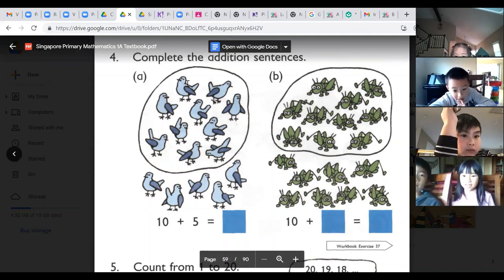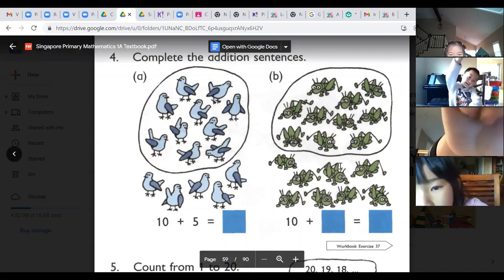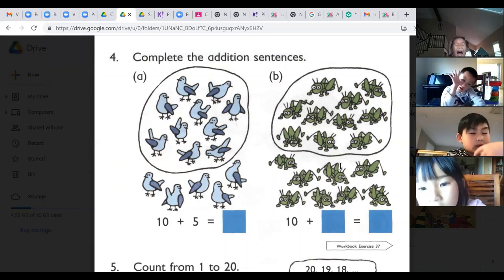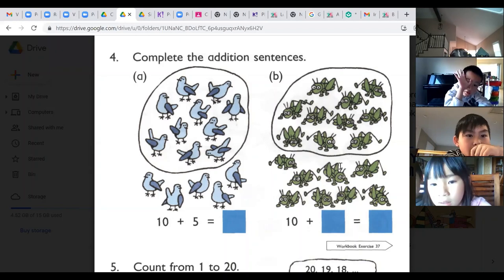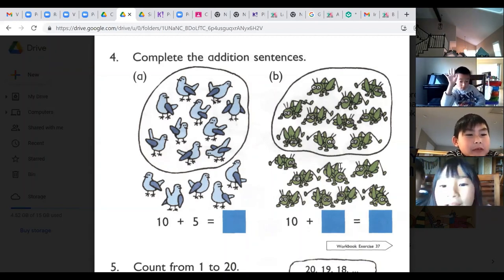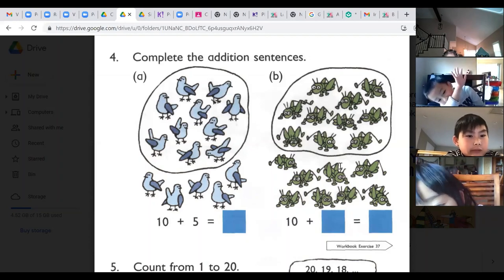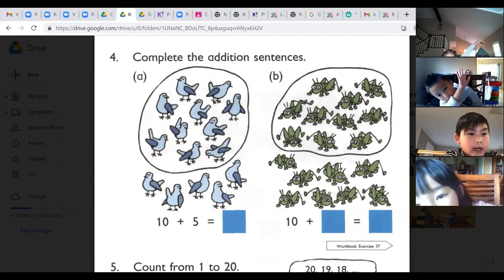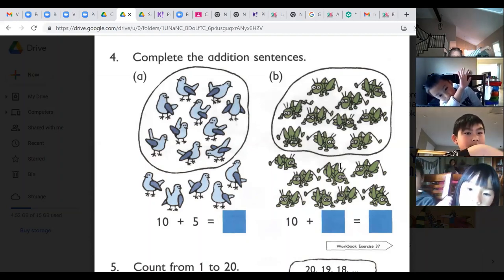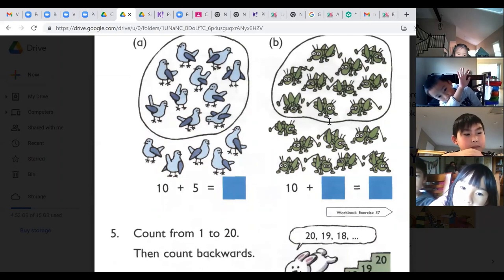Good. And Gordon, do you want to try B? Yep. Ten plus 1, 2, 3, 4, 5, 6, 7, 8. 8 equals 18. Mm-hmm. Perfect.